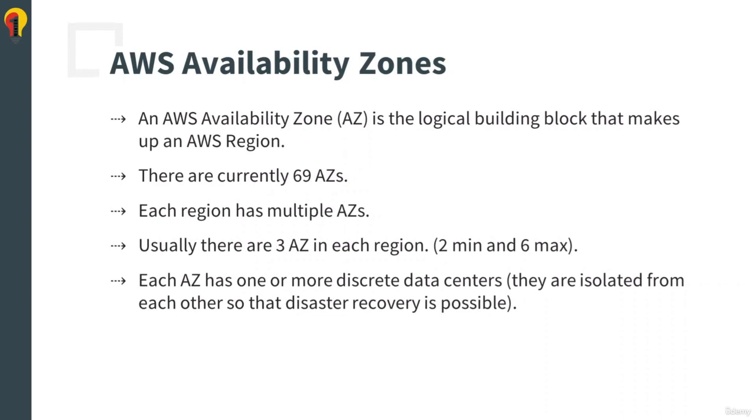AWS Availability Zones. An AWS Availability Zone, or AZ, is the logical building block that makes up an AWS region. There are currently 69 availability zones. Each region has multiple availability zones. Usually, there are 3 availability zones in each region, 2 being the minimum and 6 being the maximum. Each AZ has one or more discrete data centers. They are isolated from each other so that disaster recovery is possible.